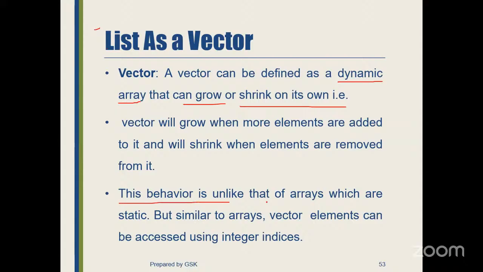This behavior is unlike that of arrays, which are static. But similar to arrays, vector elements can be accessed using integer indices. The difference is that a static array's size cannot be changed, but the similarity is that just as we access array elements with the help of the index, vector elements can also be accessed with the help of indices. So this is the similarity between a vector and a normal array. This is also a list.